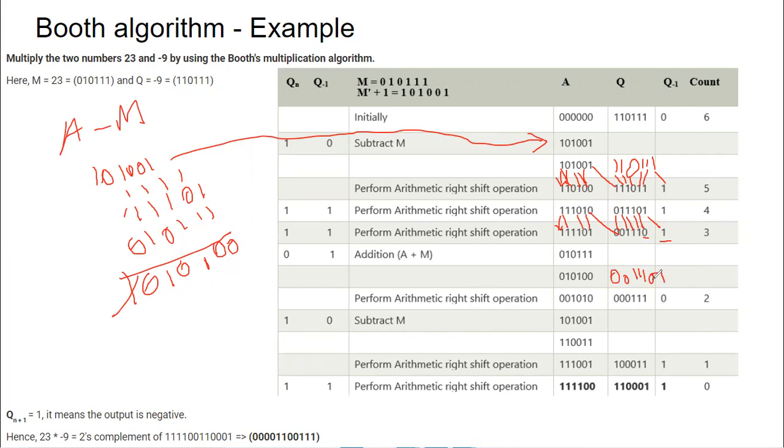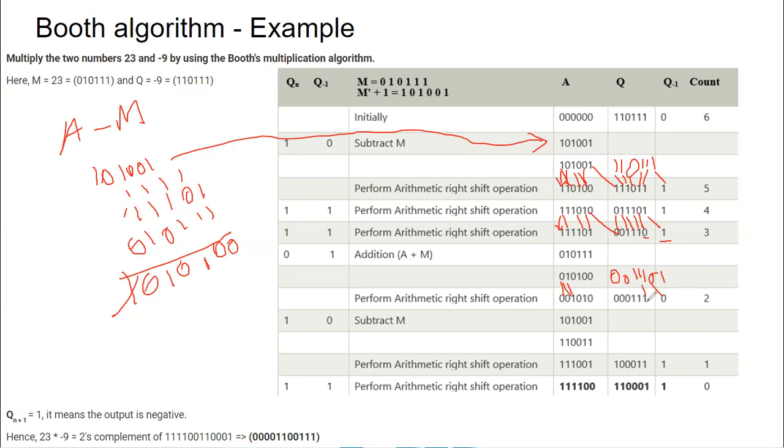Now, because we have just done A plus M, these things we have not touched, so you write them as such. Then along with this, change the value of A. Now you check what the value is, and you have to do a right shift. So when you do a right shift, it will be like this. After one right shift, the A and Q are like that. Now you reduce the count, and it becomes 2.